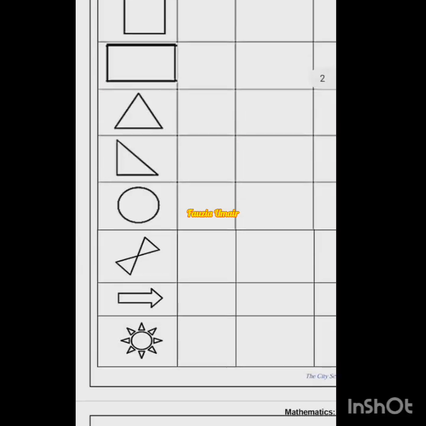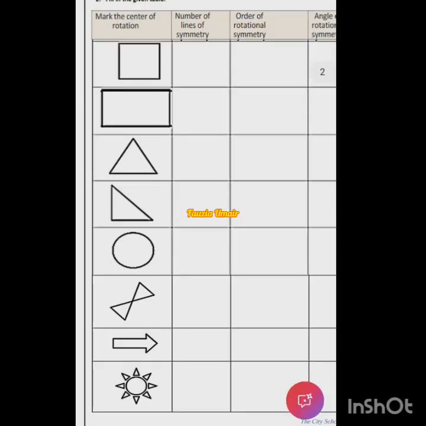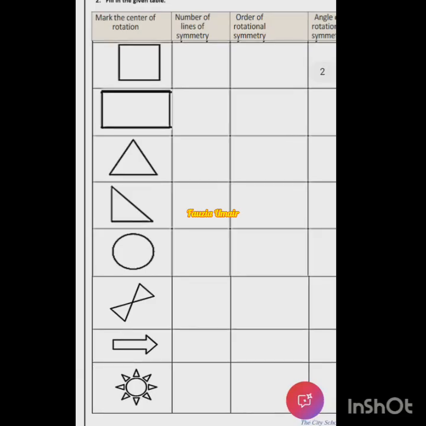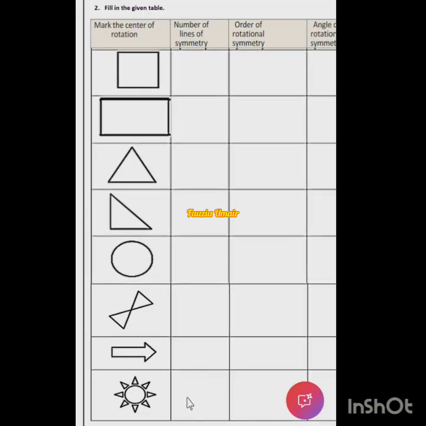So let's solve, let's say, an arrow. How many lines of symmetry does the arrow have? One. That's right. What about the order of rotation symmetry? One.